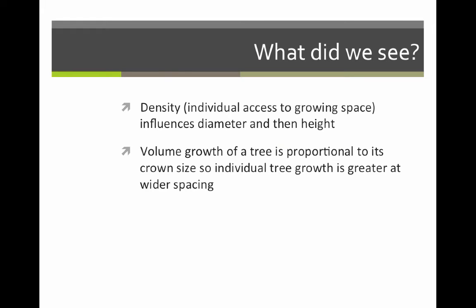So what did we see? We saw density, so individual access to growing space, influences diameter and then height. And the volume growth of a tree is proportional to its crown size. So crowns can tell us a lot about a tree. So individual tree growth is greater at wider spacing.